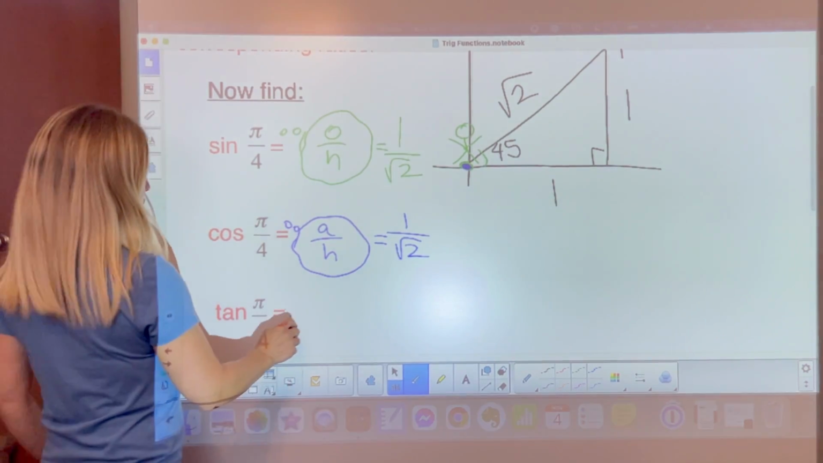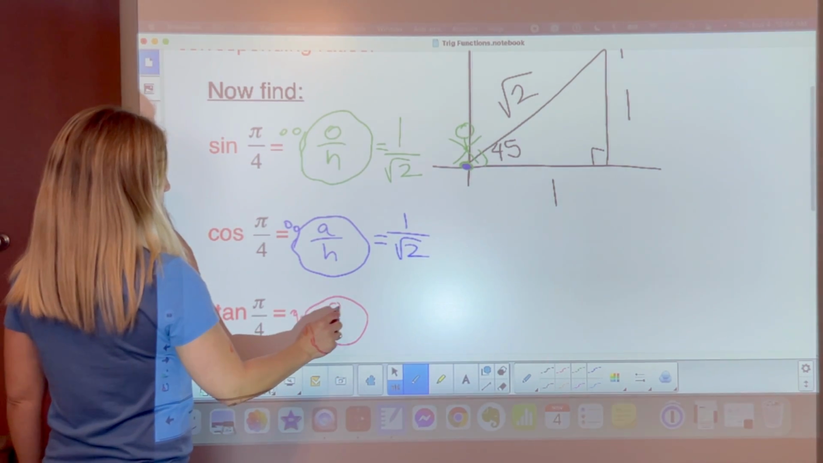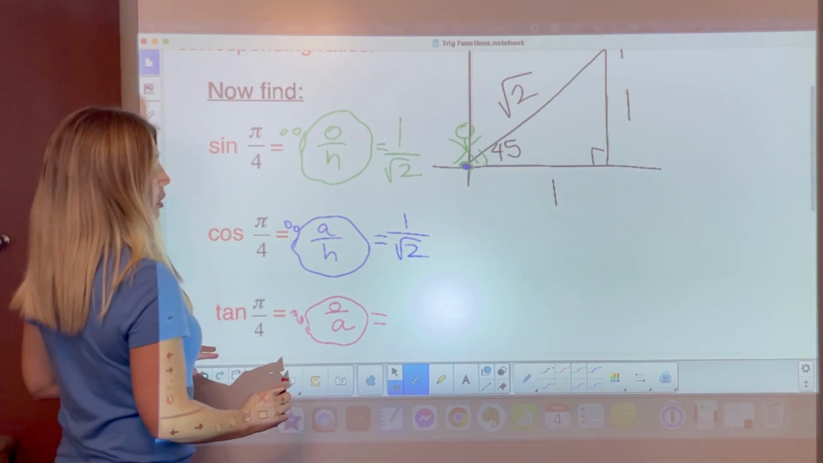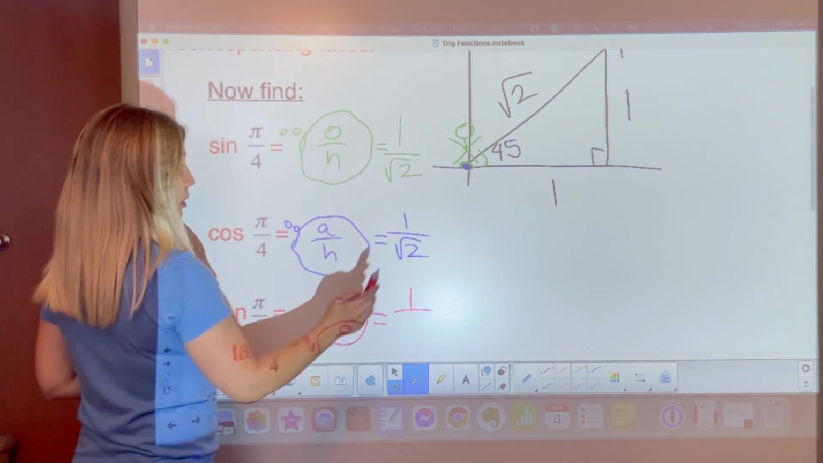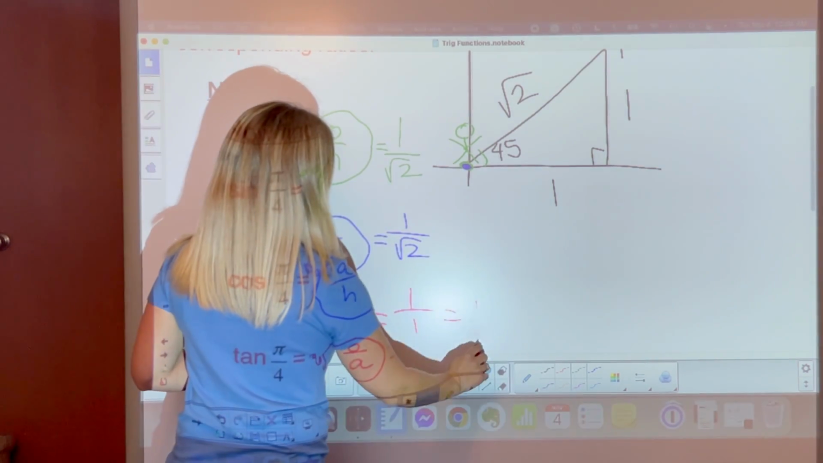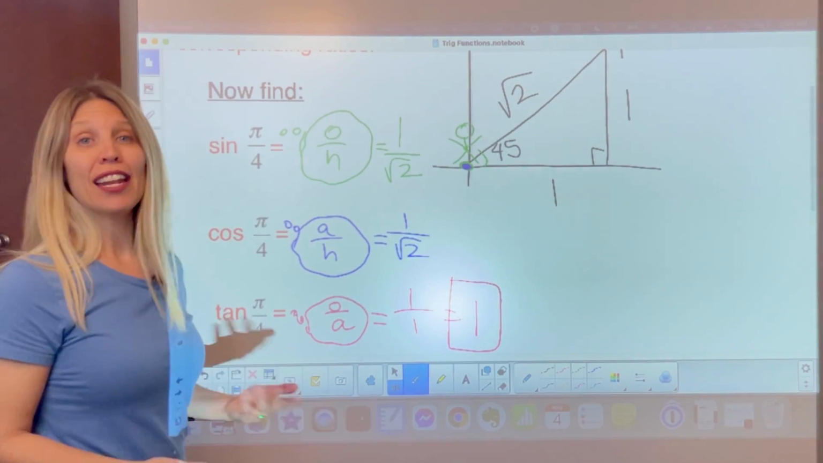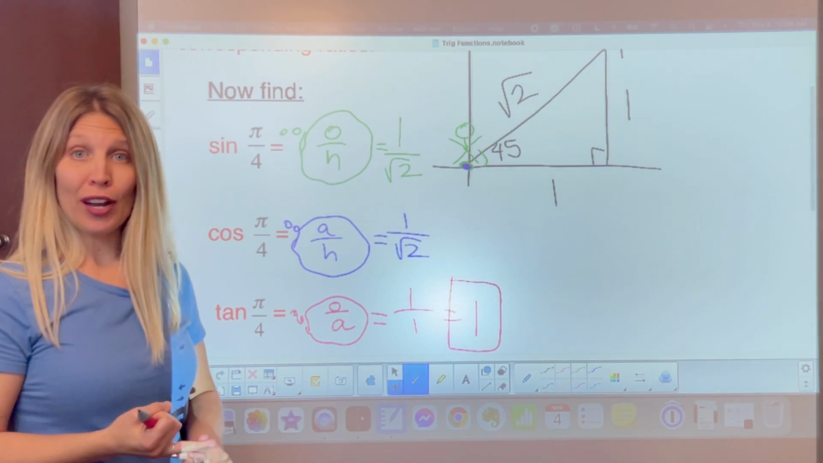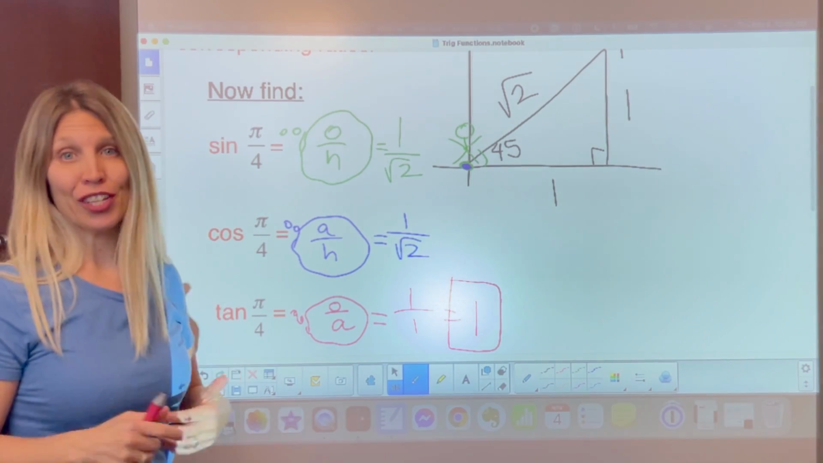Tangent of pi over 4. In your thought bubble, you have to think tangent is opposite over adjacent. So what is your opposite side? Your opposite side is 1. Good. Your adjacent side is 1. So tangent of pi over 4 is just 1. And that is how you label a pi over 4 triangle, label the correct ratios, and find each trig function for that value. Let's try another.